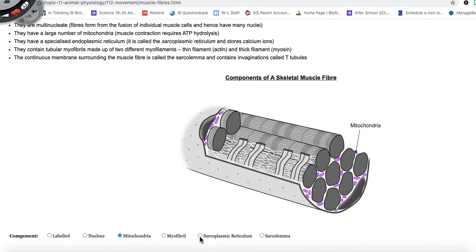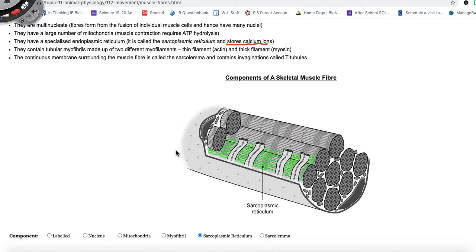We also see that they have this structure known as the sarcoplasmic reticulum. So what's the sarcoplasmic reticulum? That's like an endoplasmic reticulum, but it is specialized. It's specialized for muscle contraction because it stores calcium ions. And notice that the sarcoplasmic reticulum is within the contractile unit of the sarcomere. We also see that the muscle fiber contains these tubular myofibrils. Of course, these are just the tubes that you see right there.